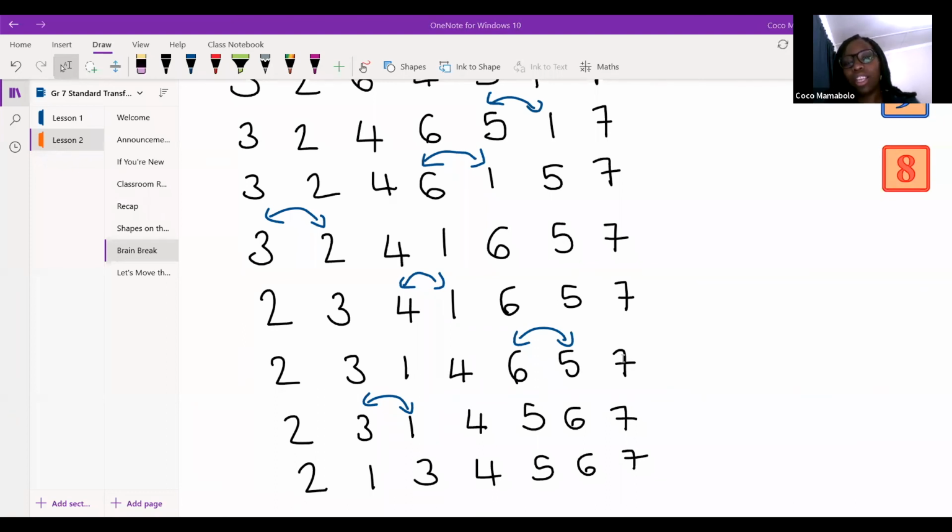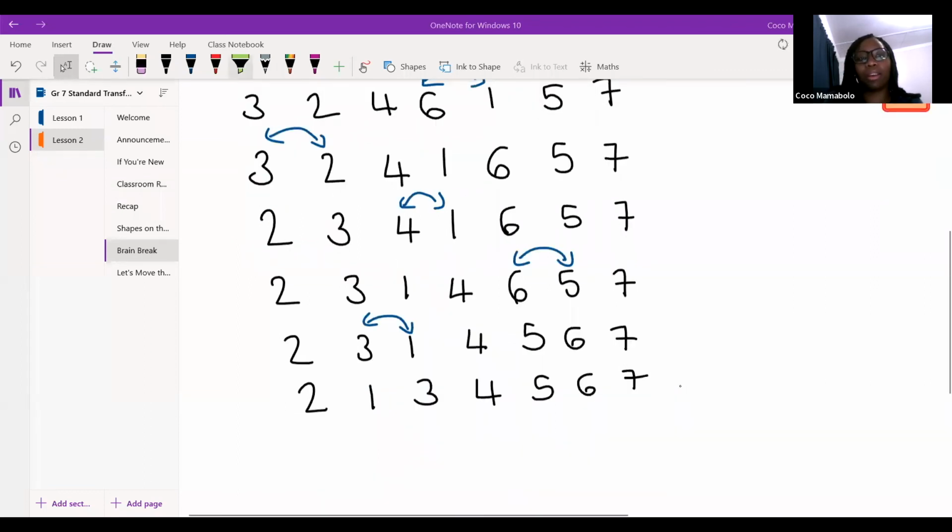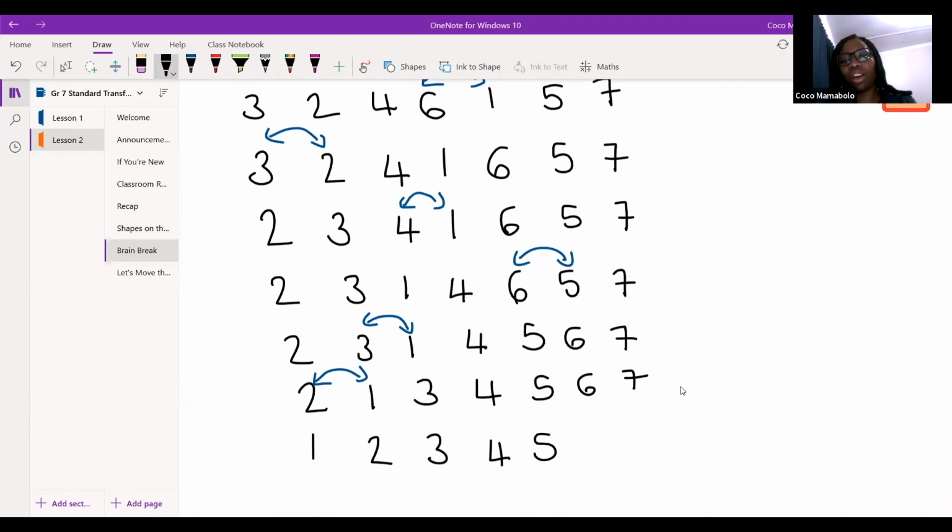Yes, ma'am. Hi, what are we going to swap next, Tabang? 2 and 1. That was too easy. They left the easy stuff for you. Okay, here we go. 1, 2, 3, 4, 5, 6, and 7. Well done, Tabang. Okay, excellent, guys. Well done. Everyone did a great job.